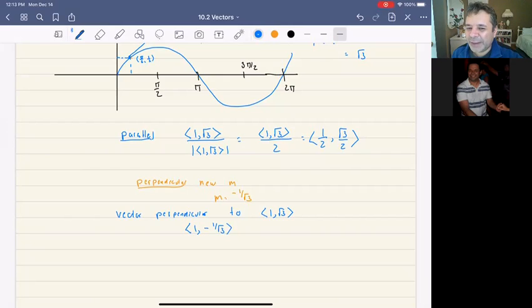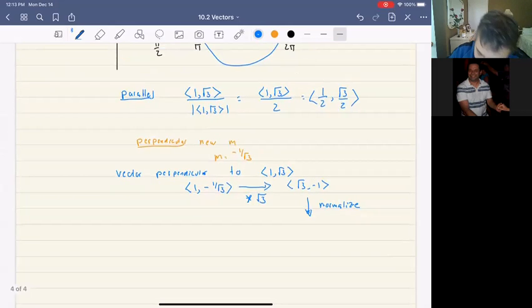Now let's multiply that by the square root of 3. Square root of 3, -1. Let's find it as a unit vector. I'm not actually saying they're the same vector. Okay. Normalize, and I'm going to get square root of 3 over 2, -1/2.